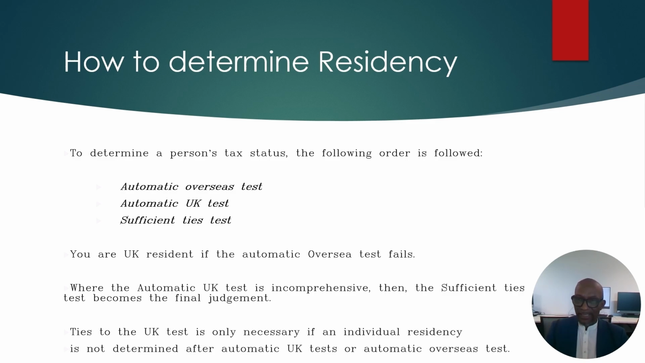How to determine your residency? Very important. We have three steps to determine residency for an individual. We have the automatic overseas test, the automatic UK test, and the sufficient ties test. Where the first two are inconclusive, we then use the third one, the sufficient ties test, to determine your residency for tax purposes. So that's it explained below.